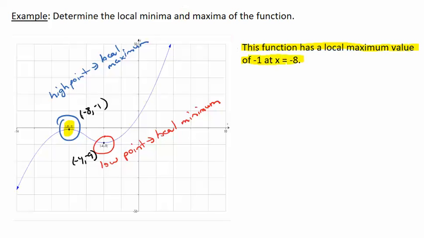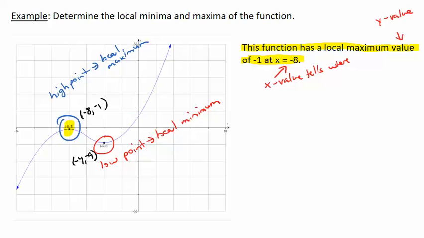The value is the y value. The y value is what makes it a maximum or minimum, right? How high or low the point is determined by the y value. And the x value tells you where. So that's why you see at x equals -8. Think of the x-axis as a timeline. It tells you where things happen, and then the y value tells you what's happening. So at -8, the value is -1.